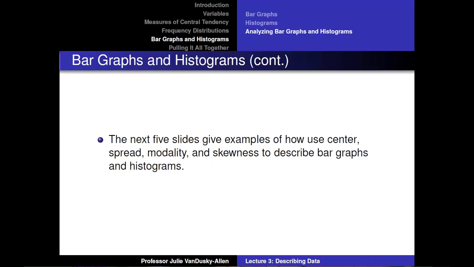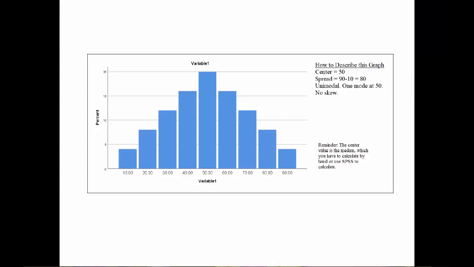In the next slides, I'm going to give you examples of how to use center, spread, modality, and skewness to describe bar graphs and histograms. In this graph, the center is 50, which I calculated by hand, but you could use SPSS to do it. The spread is 90, the largest value, minus 10, the smallest value, which equals 80. The graph is unimodal with one mode at 50, and there is no skew as the left and right sides of the graph extend about the same amount from the center of the graph.